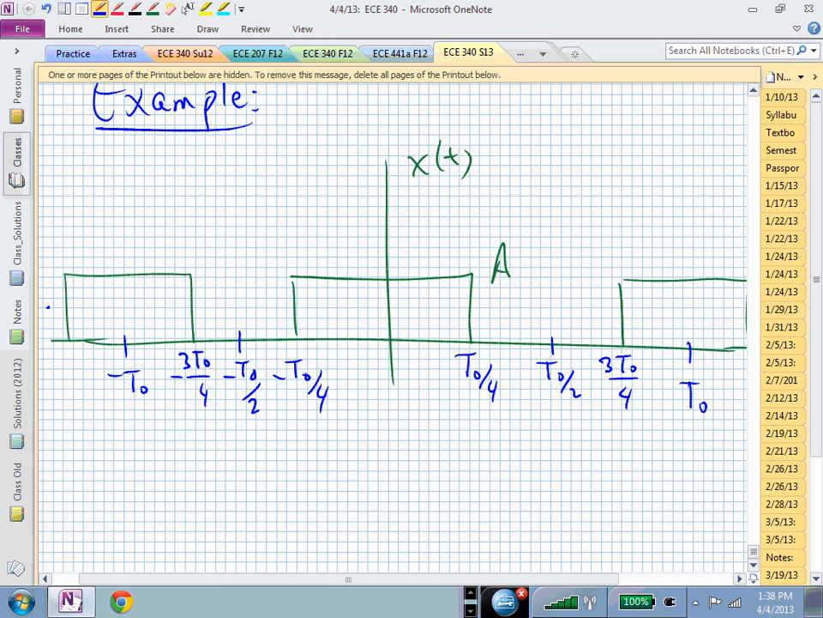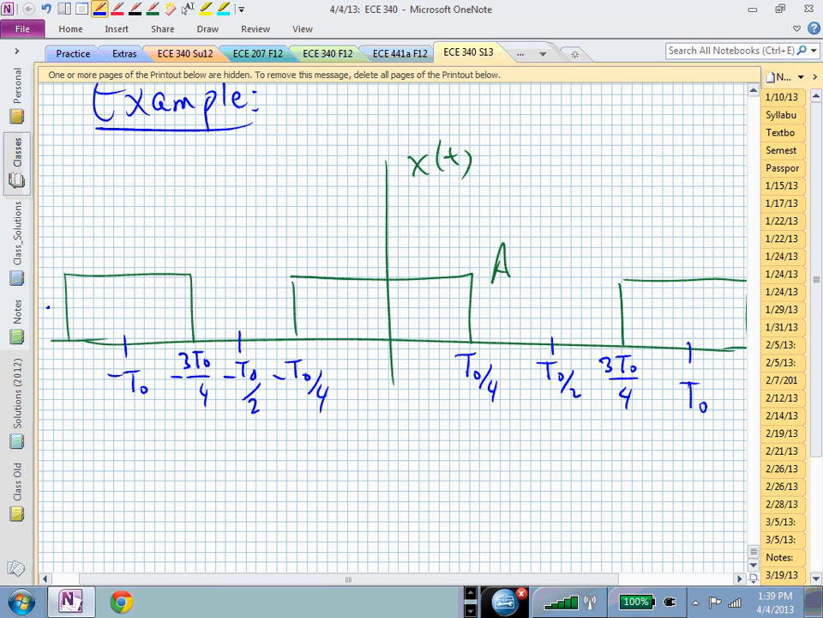Do you expect to have an a sub 0? What does a sub 0 represent? Remind yourself what that is. That's the average value or the mean of x of t. Does this waveform have an average value? Now you're having to look and see, do I have an equal area under or above my horizontal line, or is some more of it on top or more of it on bottom? In this case, I have nothing down below, do I? So you would expect it's going to have a positive average value.